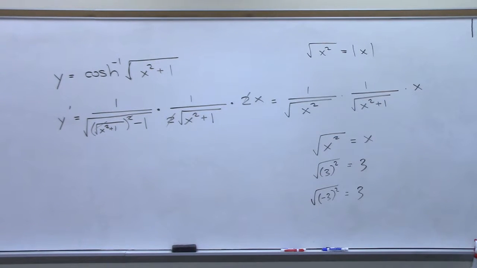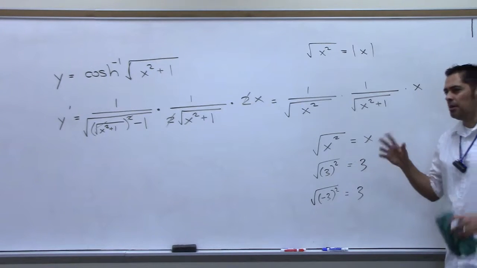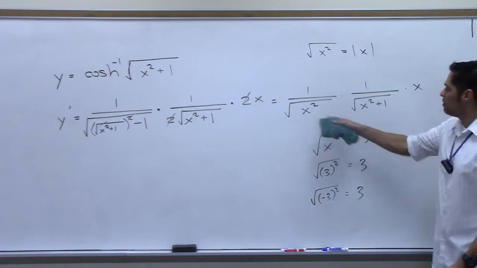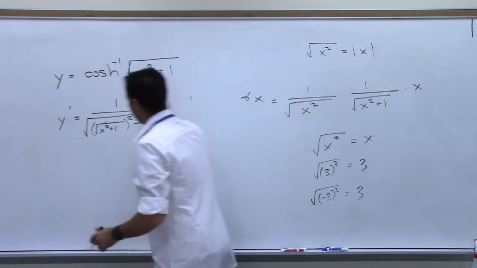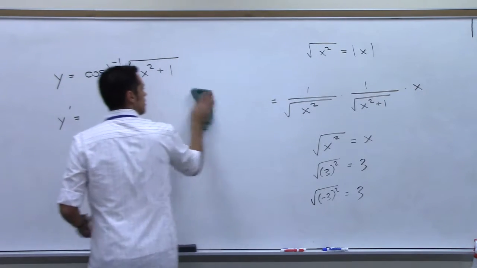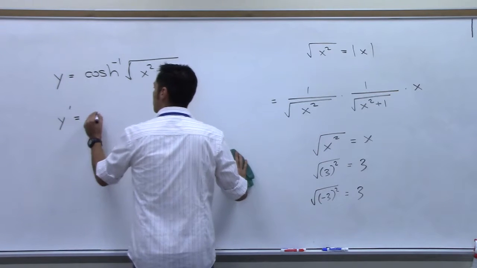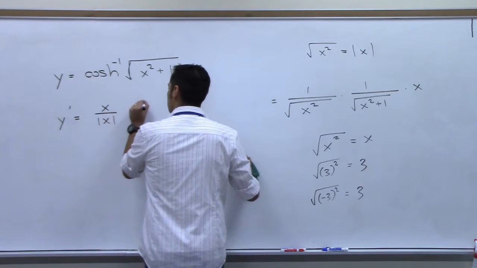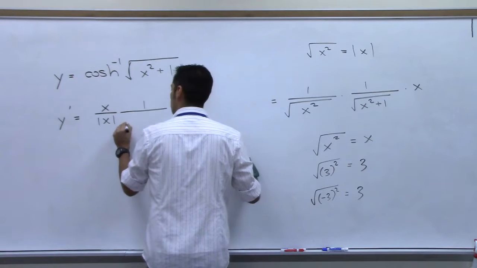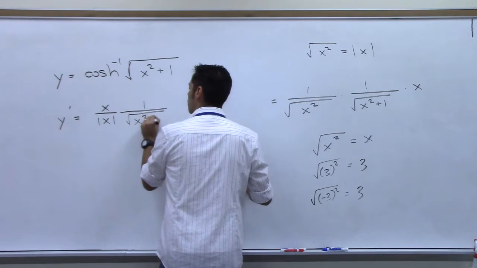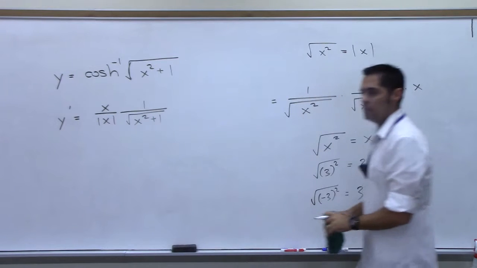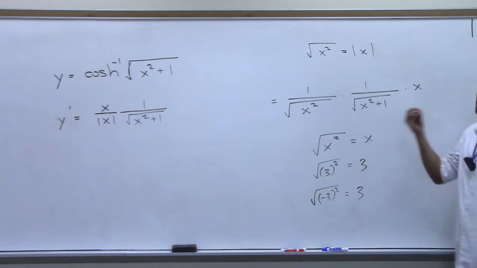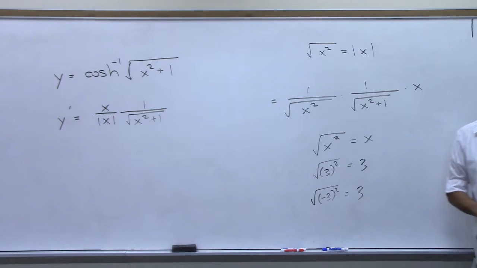A lot of times we just skirt around that, but now we need to pay attention to that a little more. So this is going to be the absolute value of x. And so we have something like x over the absolute value of x times 1 over the square root of x squared plus 1, something like that. I would have taken it less simplified, that's okay. But I'm looking to see that you could take the derivative. All right?